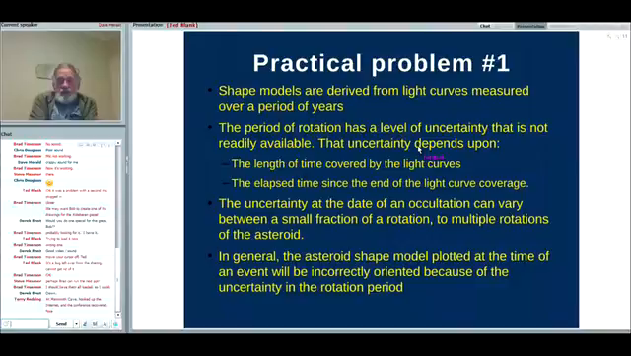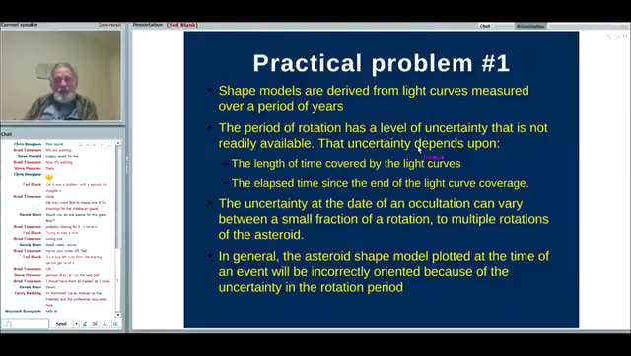That means that when you analyse the light curves, you have a period of rotation. It's got a level of uncertainty that, unfortunately, is not readily available. In the data I've been able to find, I haven't seen any figures where they say the period is 0.00356 whatever hours plus or minus some value. The plus or minus value is never quoted, which is unfortunate. In practical terms, the uncertainty that we need to deal with is the uncertainty in the orientation of the model at the time of our current occultation.